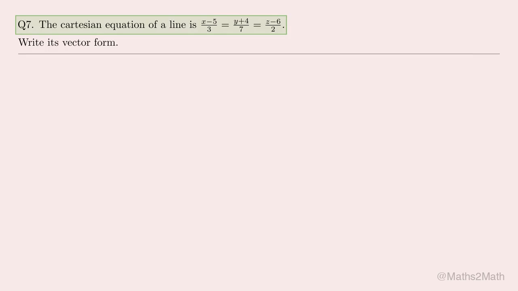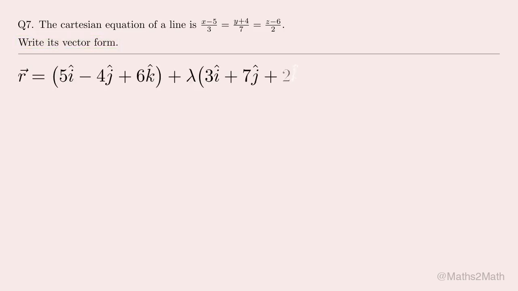Question 7. Cartesian to vector. Read off the point and the ratios. The line passes through 5, minus 4, 6 with direction ratios 3, 7, 2, so r is that point plus lambda times the direction.